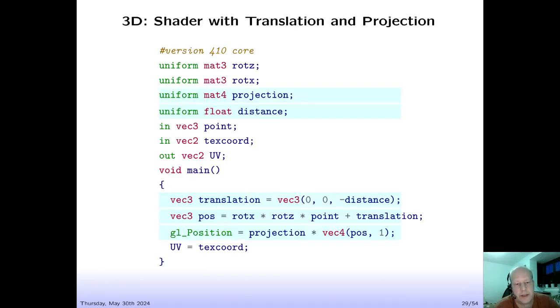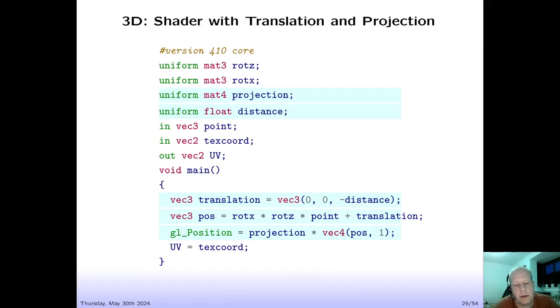So now we extend our vertex shader to use a uniform projection matrix and a uniform distance as well. I first do a translation: vec3 translation equals vec3(0, 0, -distance). And again, as before, we perform the rotation around the x and z axis of the point, and we add the translation vector. The result is extended to a four-dimensional vector by adding a 1.